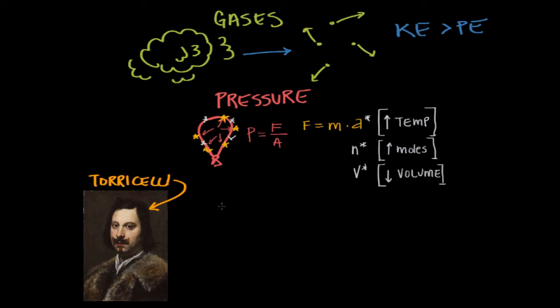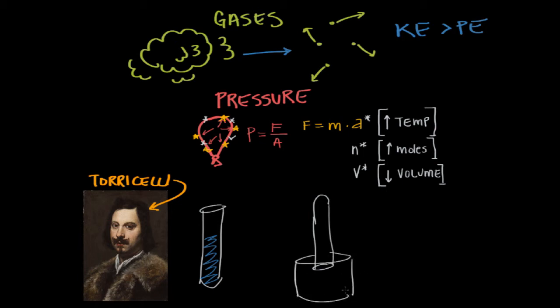So he took a glass tube and he filled it up with mercury, and he quickly flipped it over. He flipped the tube over and he stuck the open end into an open dish of mercury, open end down, and interestingly enough, most of the mercury stayed in the tube.